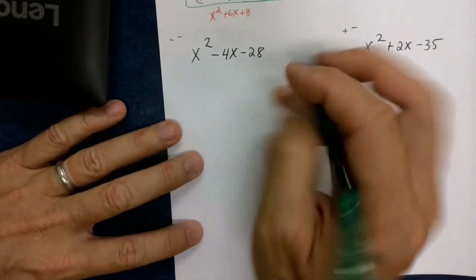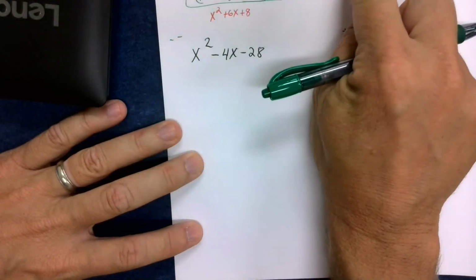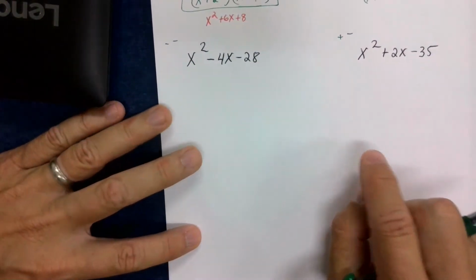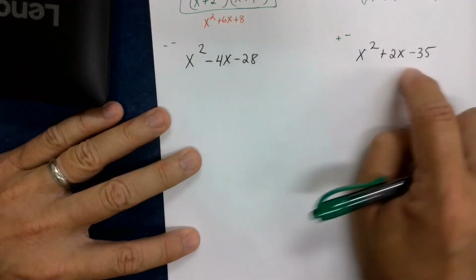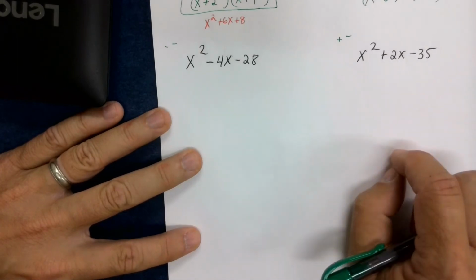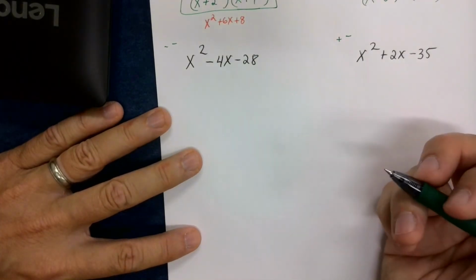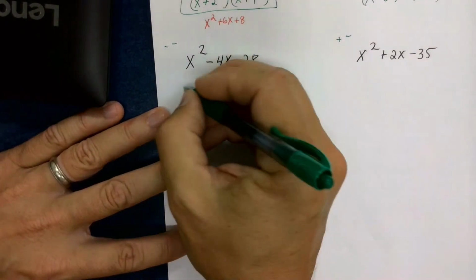Down here, remember, plus plus, minus plus. Those were the two situations there. Both of these have negative signs in the end, and the only way you can multiply two numbers together and get a negative is if one of them's positive and one of them's negative. Okay? So here we go.